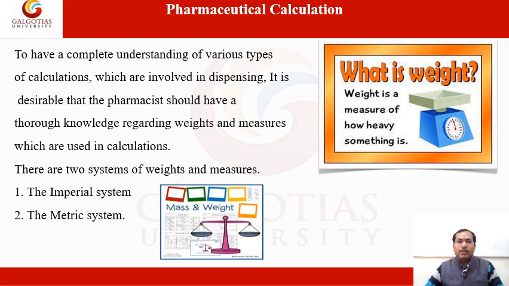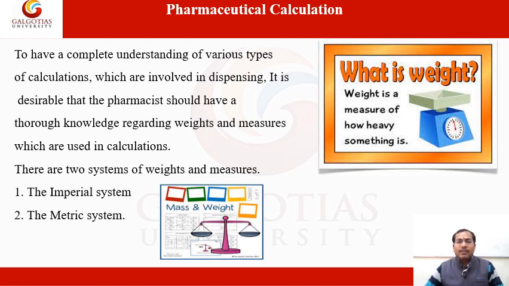There are two types of weight and measurement system. The first one is the imperial system and the second one is the metric system. Imperial system is an old system while metric system is a new system.